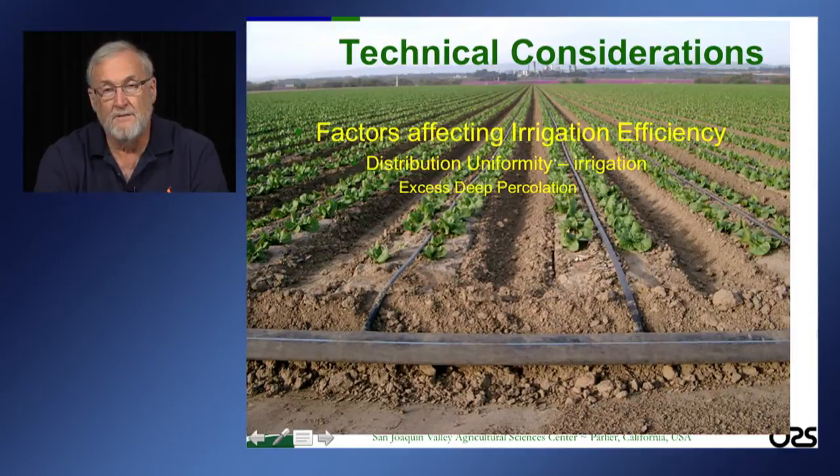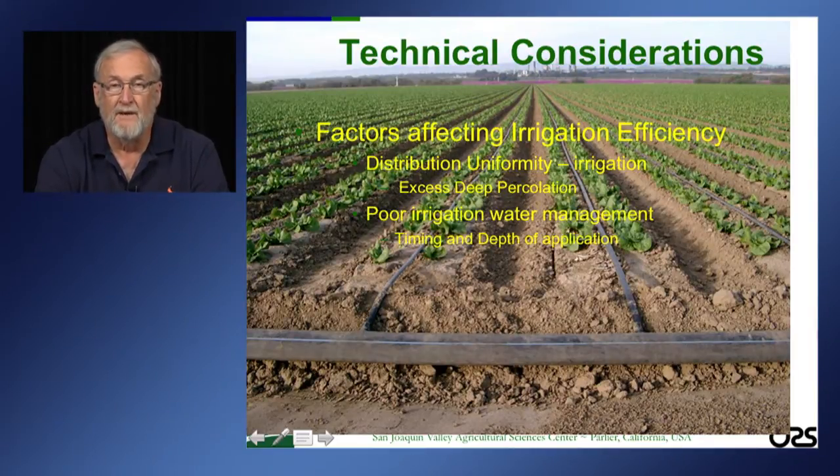And the distribution uniformity, the poorer it is, the larger the deep percolation losses. And that's truly, from an irrigation standpoint, your irrigation efficiency is going to improve as you minimize the deep percolation losses in a given system. The other aspect is poor irrigation water management. This goes back to your irrigation scheduling, providing the timing and the depth of application when it's needed by the crop.